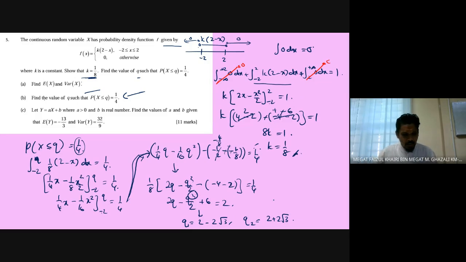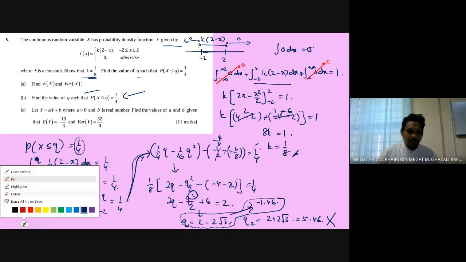So, okay. And then because the first one here, this is 5.46. And this is negative 1.46. So from the domain of negative 2 until 2, then this is not the answer. So the answer is 2 minus 2 times square root of 3 equal to negative 0.146. Okay.